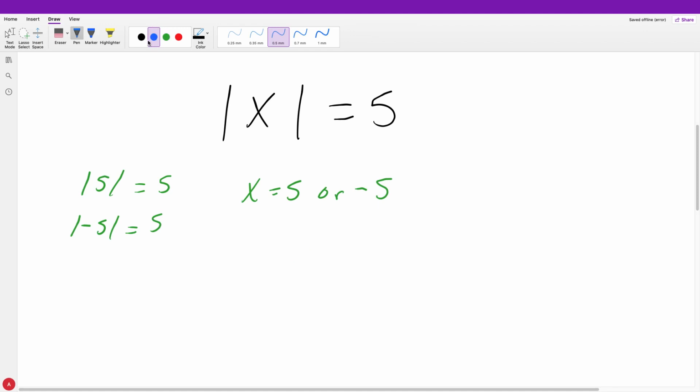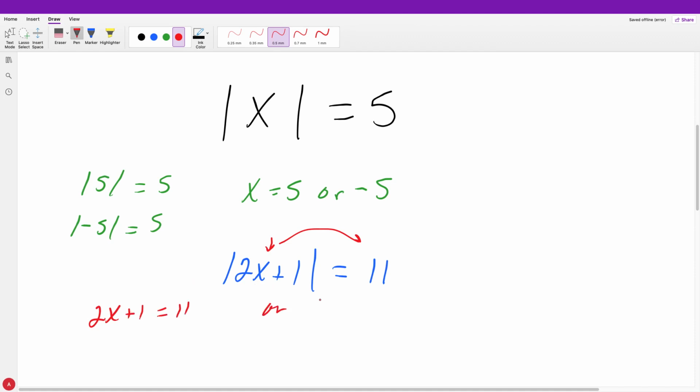So when we had a question, and let's say I gave you a question, the absolute value of 2x plus 1 is equal to 11. Well, when we were to solve this, we knew that we could have a positive or a negative number inside of our absolute value that would generate this 11. So we would set 2x plus 1 equal to 11, or 2x plus 1 is equal to negative 11, right? And we would solve each of these and would give us our answer.